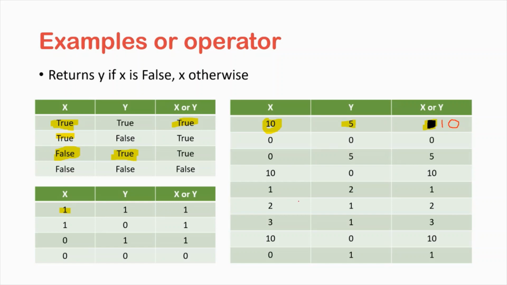So 10 or 0, 10. 1 or 2, it will return 1. 2 or 1, what will it return? 2. 3 or 1, what will it return? 3. 10 or 0, what will it return? 10. 0 or 1, what will it return? 1.